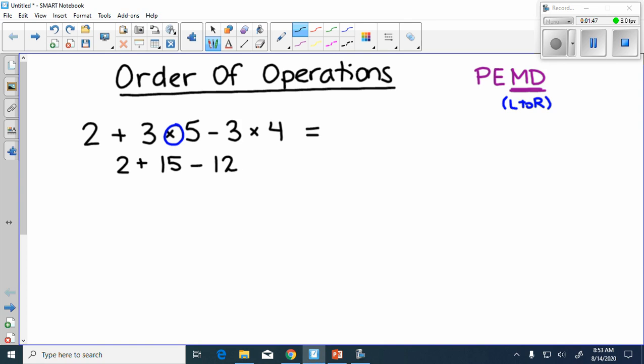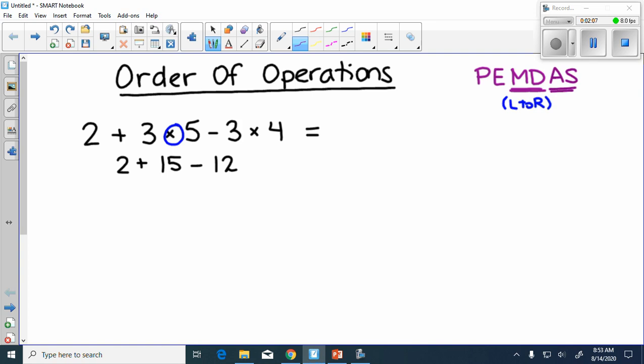as well. Now what we don't do is go through and do all the multiplication parts of the problem and then all the division. If we hit a divided by sign before we hit a times sign, then we work through it again as we get to those operations from left to right.